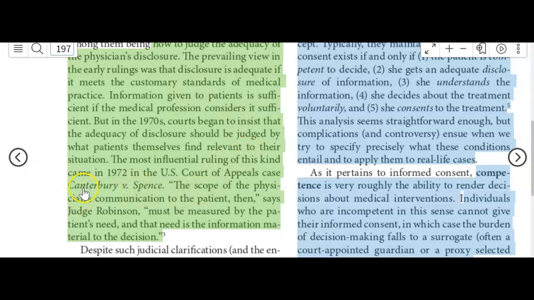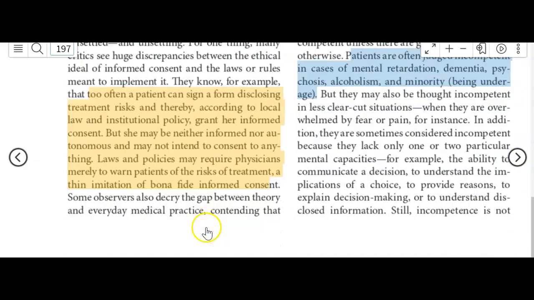And Canterbury versus Spence, that's the Jerry Canterbury case that's famous. The Court of Appeals says the scope of the physician's communication to the patient then must be measured by the patient's need, and that need is the information material to the decision. Needs whatever information is relevant to make an informed decision.